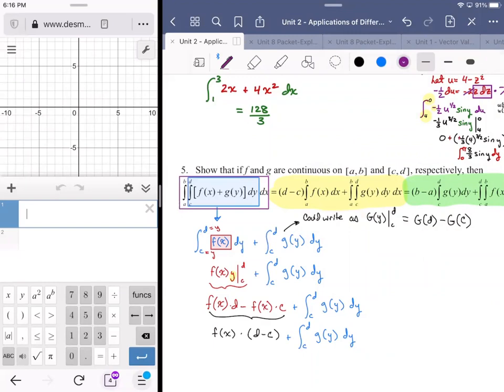No, it's really not that bad, because there's really not much you can do. I can take the antiderivative of this whole thing with respect to x. But remember, the antiderivative of a sum is the same as the sum of the antiderivatives. So the antiderivative of f of x times d minus c dx plus the antiderivative. Now this antiderivative is over the interval of a to b, so I can tuck that in there.